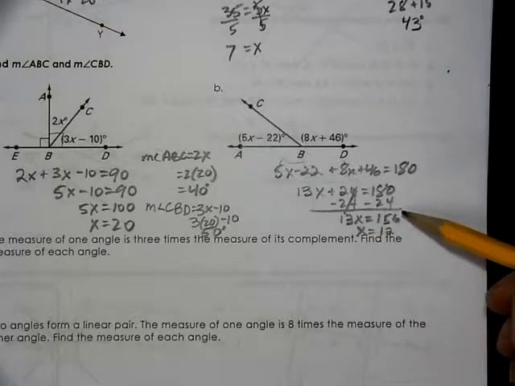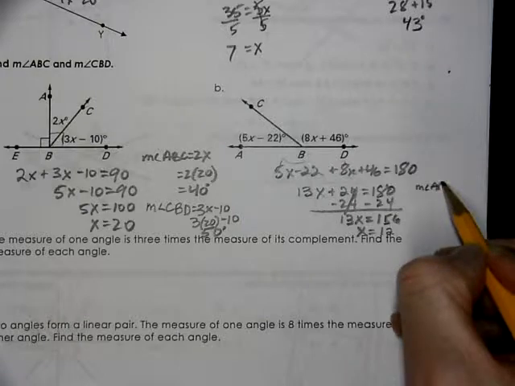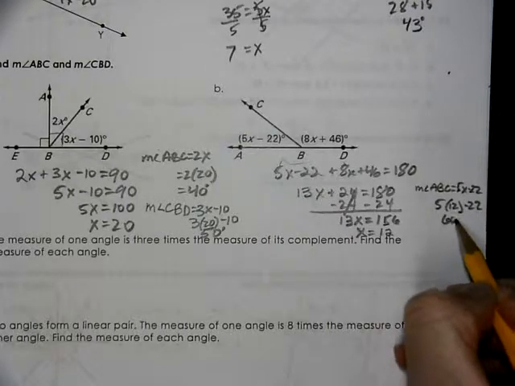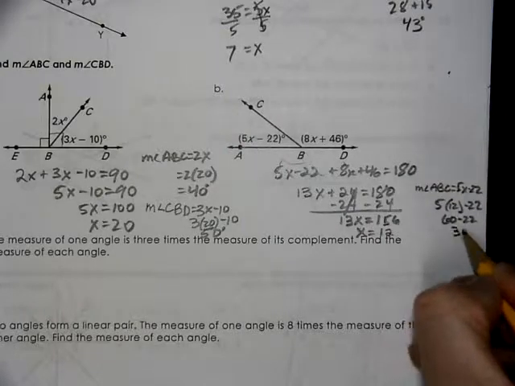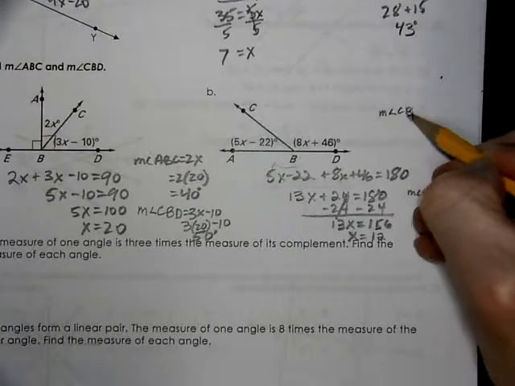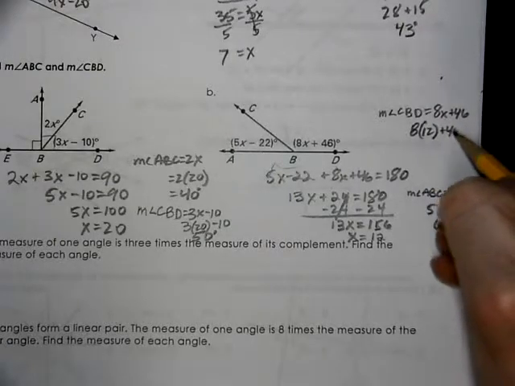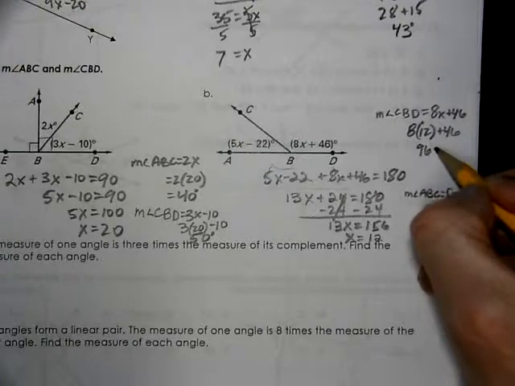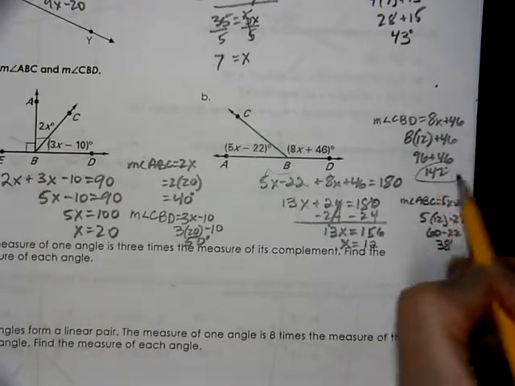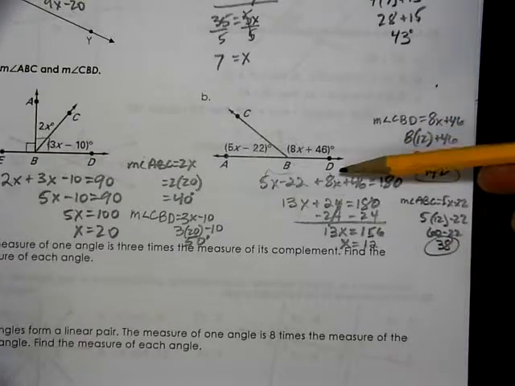So now we know what x is, but they're asking us to find the measure of angle ABC. So the measure of angle ABC equals 5x minus 22. So 5 times 12 minus 22, that's 60 minus 22, which gives us 38. The measurement of angle CBD equals 8x plus 46. So we're at 8 times 12 plus 46. That gives us 96 plus 46. That's 142. Together, those two angles would add up to 180 degrees, which is what we planned on.